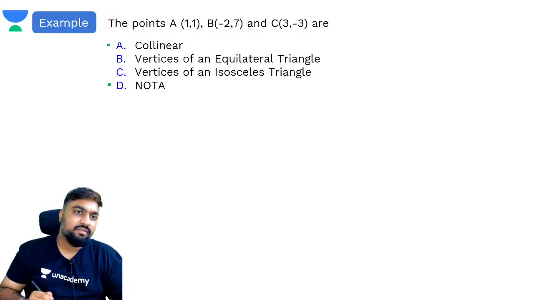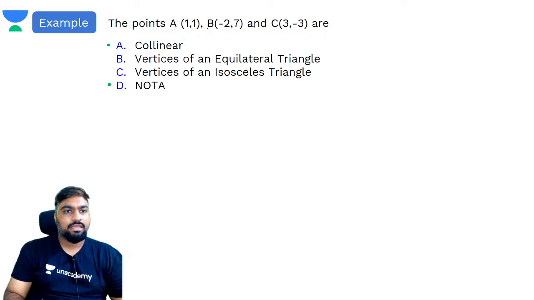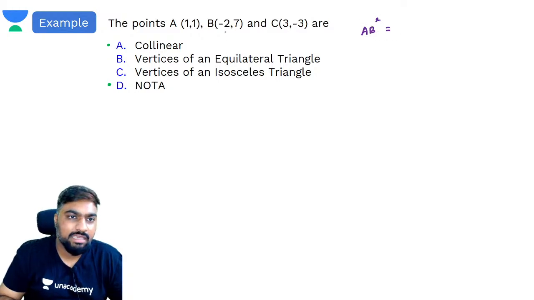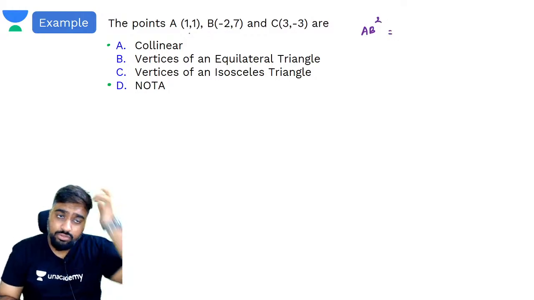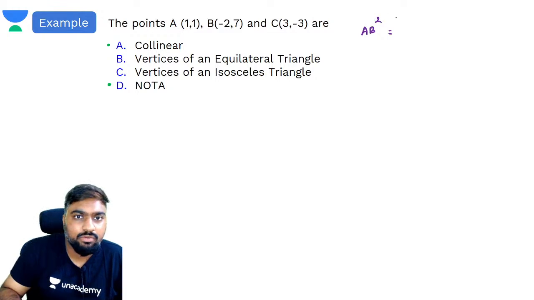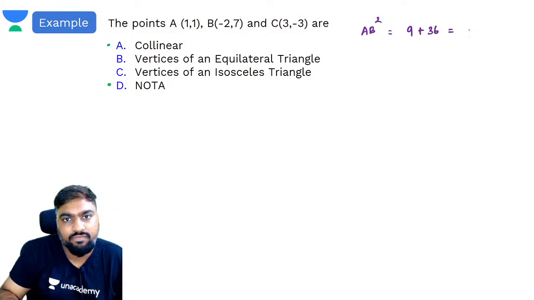So what's given? We've been given 3 points, right? A, B, and C. So let's check their distances. AB square will be equal to what? AB square will be (-2 - 1) whole square, 9, plus (7 - 1) is 6, 6 square 36. This is how much? 45.